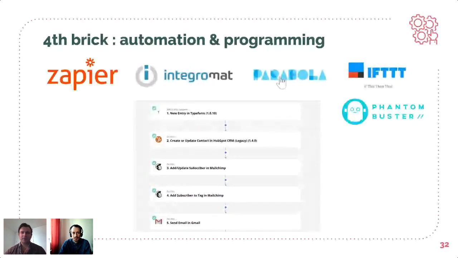Parabola, notably to transform data. And IFTTT is interesting also. It means if this, then that. And that's very clear that you can program without coding with it. And Phantom Buster, that's a French startup that enables you to do crazy stuff also, notably on scraping.